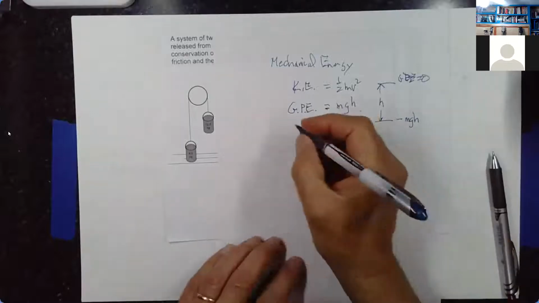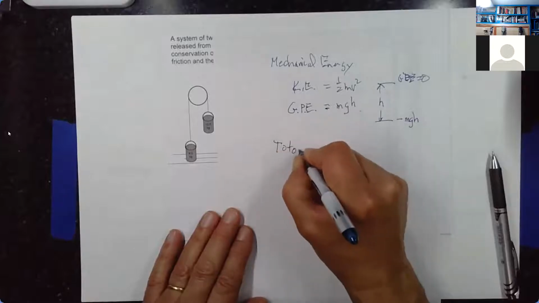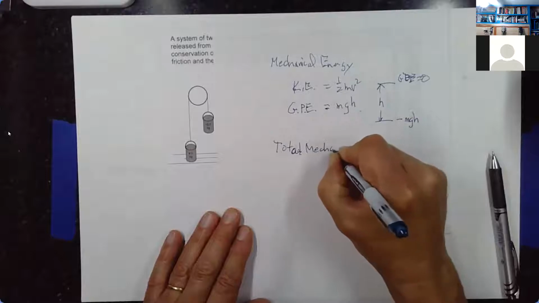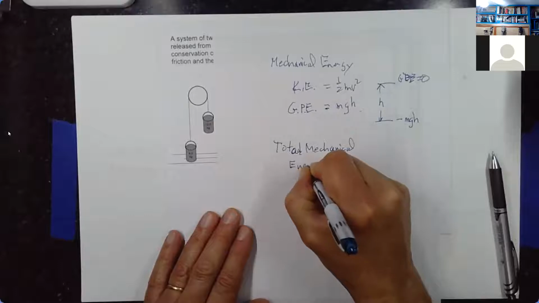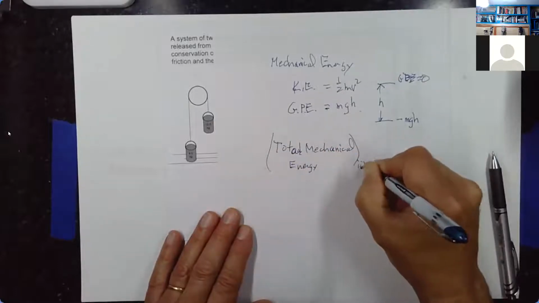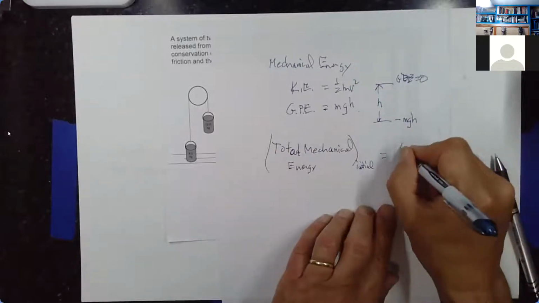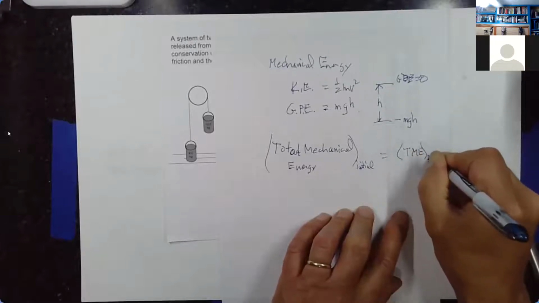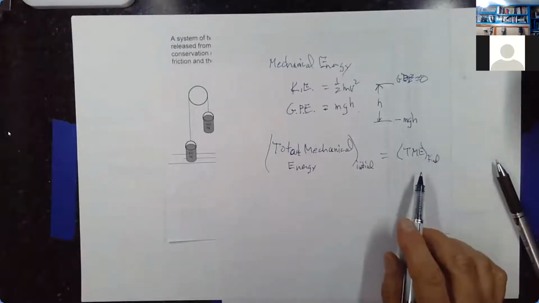So those are the things. But what we find out is that the total mechanical energy (initial) will equal, and I'm going to abbreviate this as TME, TME final. And so that's what we use when we're applying conservation of energy principles to these problems.